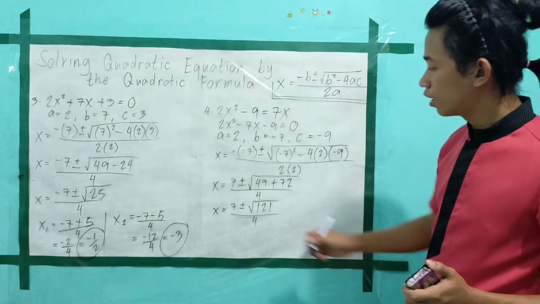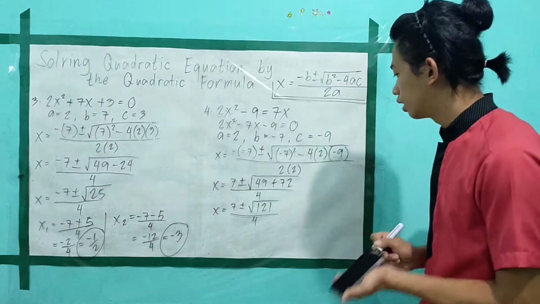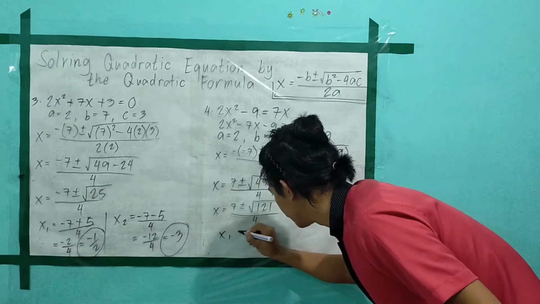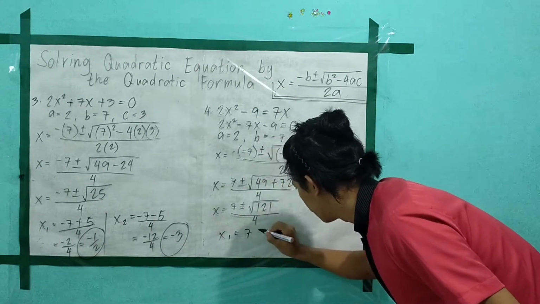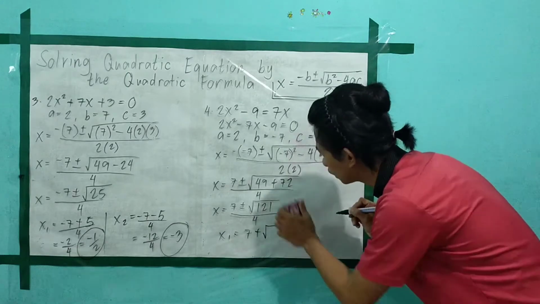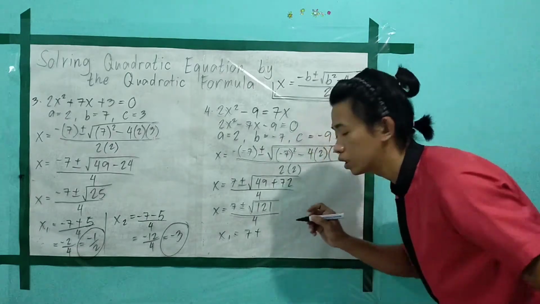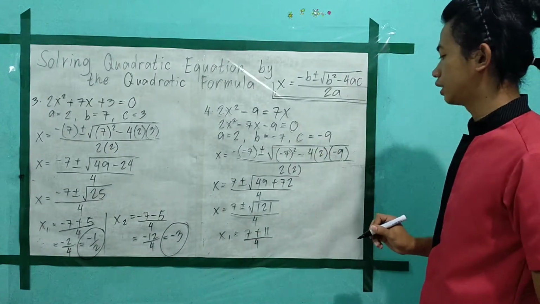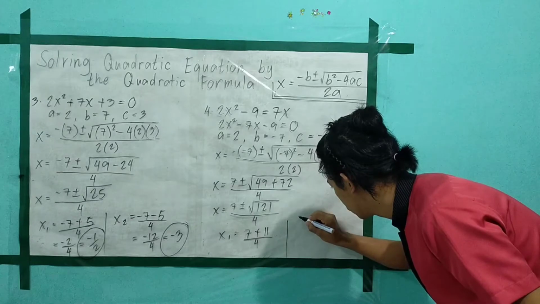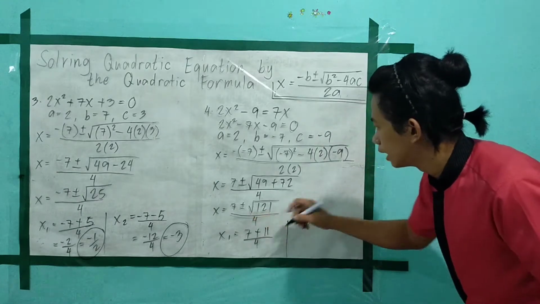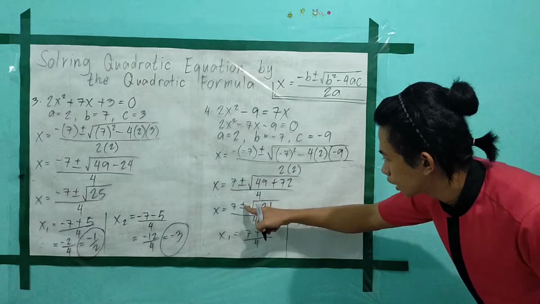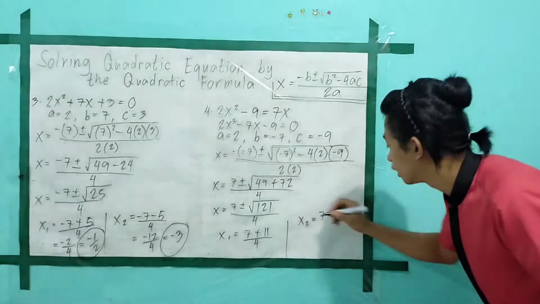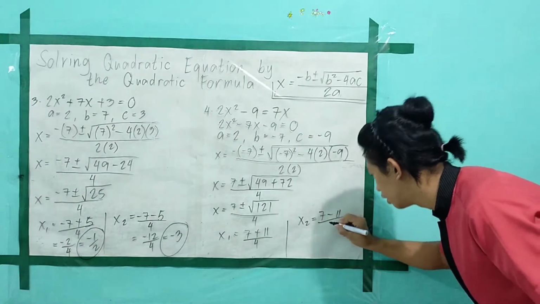Next, solve for the value of x. Yung dalawang solution, we have x sub 1 is equal to 7 plus square root of 121, square root of 121 is equal to 11. Divided by 4. Next, for our x sub 2. X sub 2 is equal to 7. Nagamit na yung plus, so yung minus naman tayo. Less, square root of 121, we have 11. All over 4.